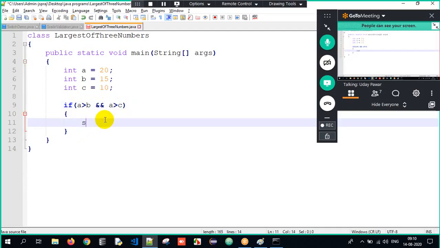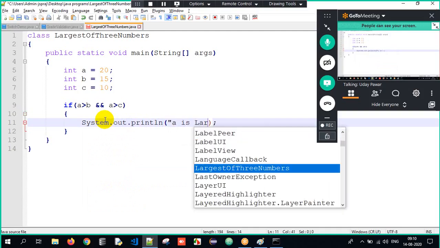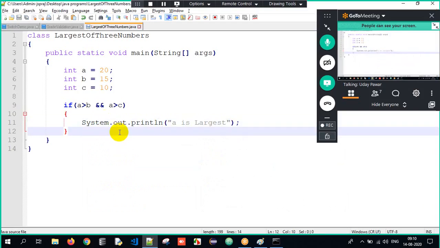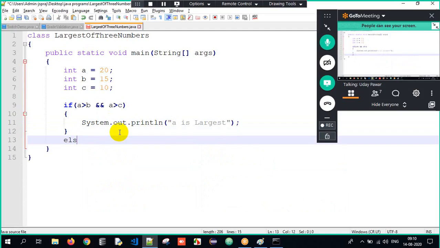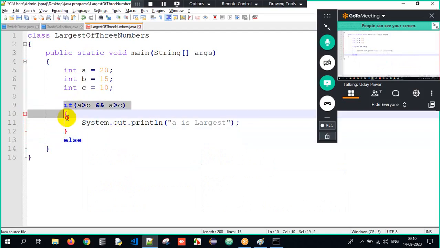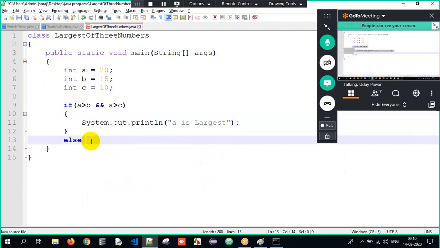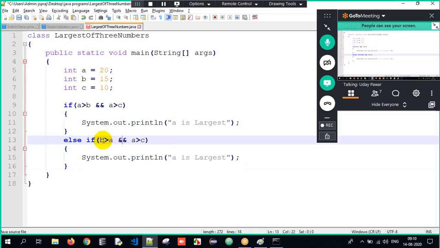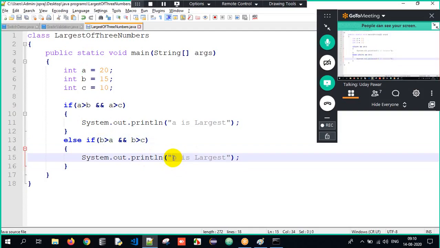That is when you will come up with the output as System.out.println. And what will be your output here? You will write it as A is largest. Got it? Understood? Else if, I have one more condition. If B is greater than A and B is greater than C, what will be the output? Here B is largest, right?